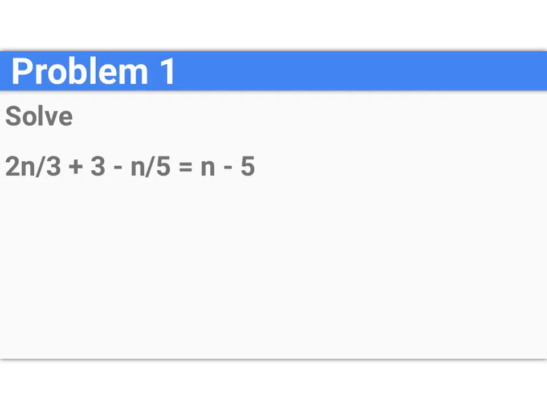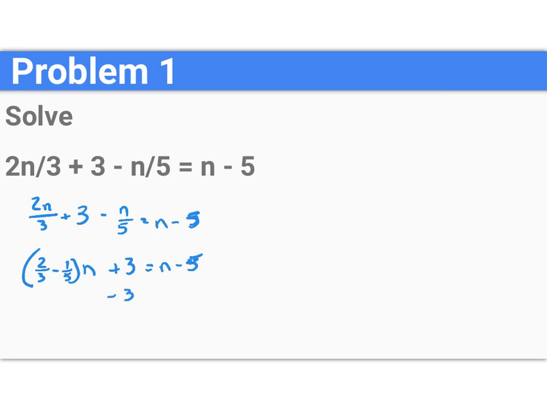Okay, again. So you got 2n over 3 plus 3 minus n over 5 equals n minus 5. So we have variables on both sides and fractions. So let's do this. Let's take 2/3 minus 1/5 and deal with the n on the outside, plus 3 equals n minus 5. Let's subtract 3 from both sides. So you got 2/3 minus 1/5 n equals n minus 8.